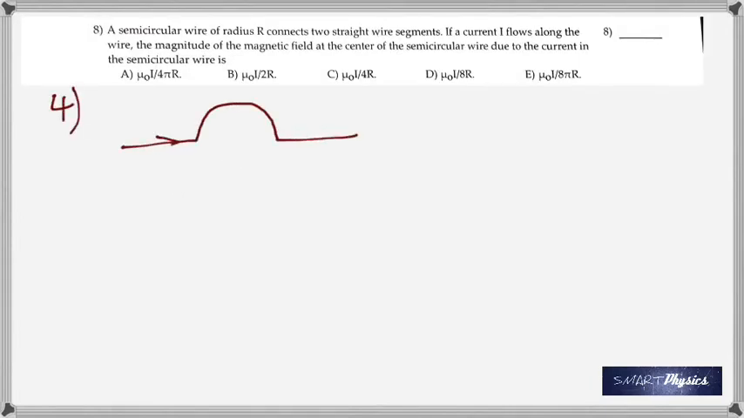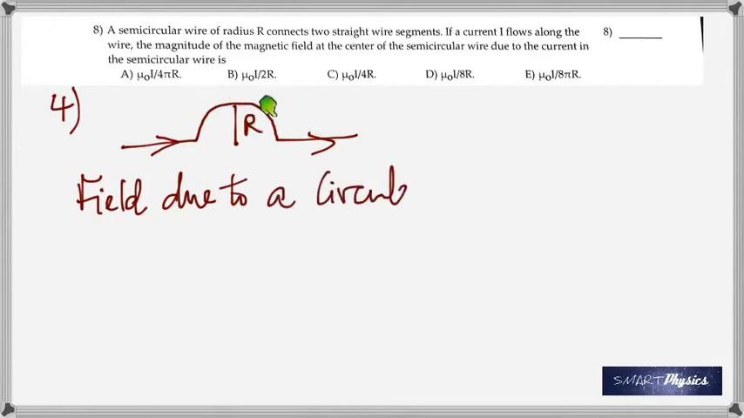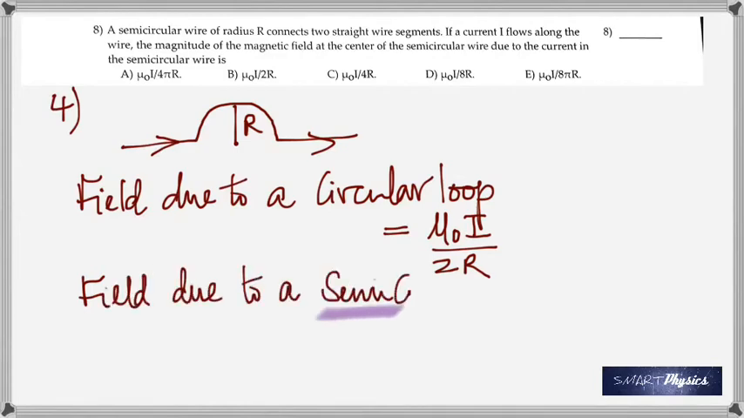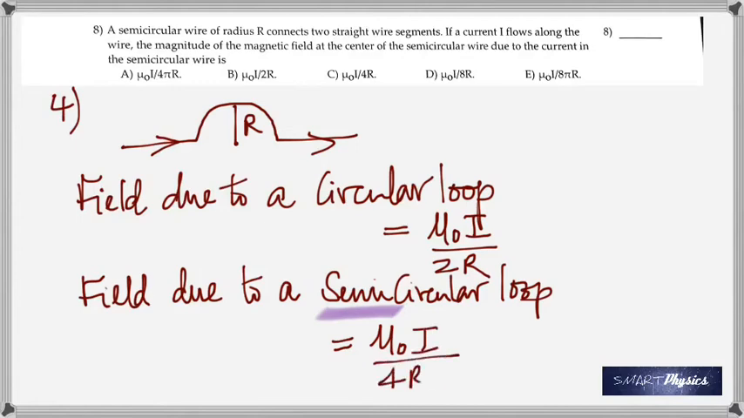Semicircular wire of radius R connects 2 wire segments as shown. Those are the 2 wire segments, and that's the semicircular wire that connects them, and you have to find the field at the center. We know that the field due to a circular loop is mu naught I by 2r. Because it's a semicircle, you're going to take half of that. So that will be mu naught I by 4r. That's it.